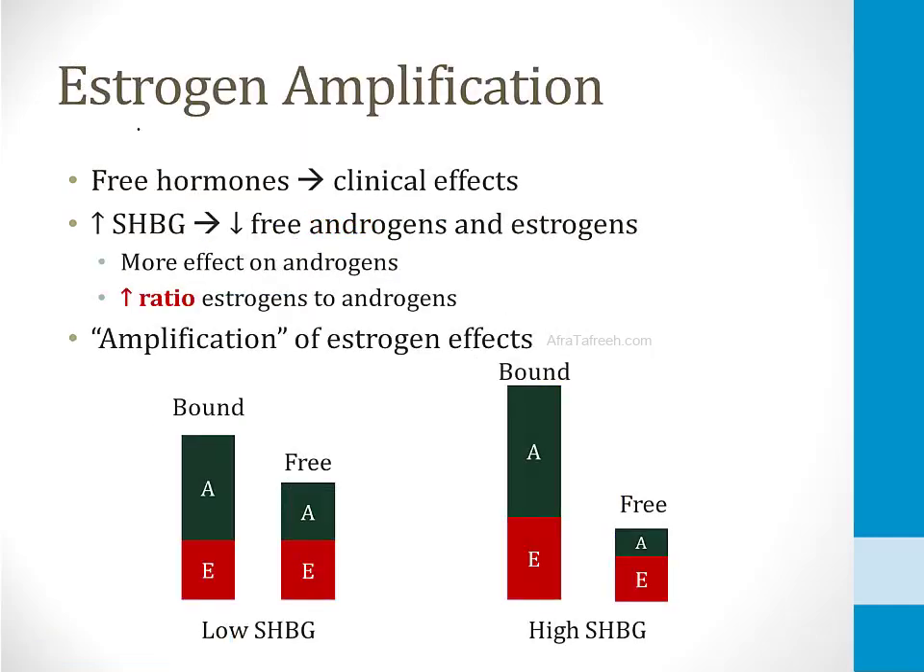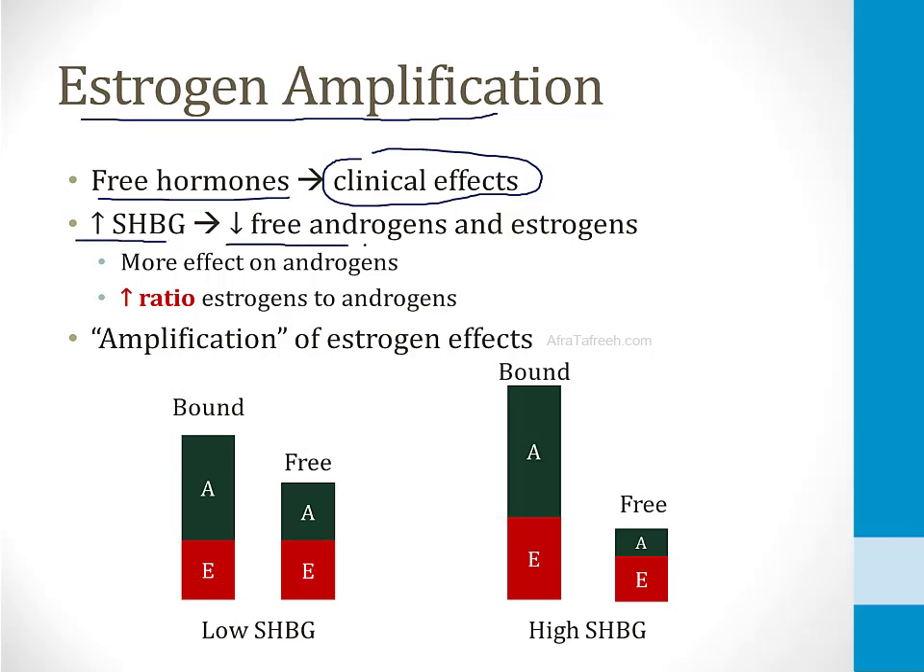The fact that sex hormone binding globulins bind androgens more than estrogens has an important clinical consequence called estrogen amplification. It is the free hormones, not the hormones bound to sex hormone binding globulin, that exert the clinical effects. When you increase the amount of sex hormone binding globulins in the plasma, this will lower the amount of free androgens and estrogens. However, it will have more effect on androgens because sex hormone binding globulins preferentially bind androgens. This will increase the ratio of free estrogens to androgens and thus amplify the estrogen effects.